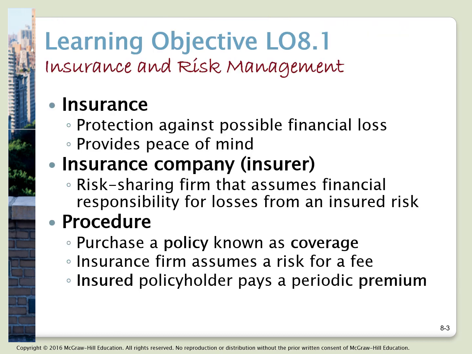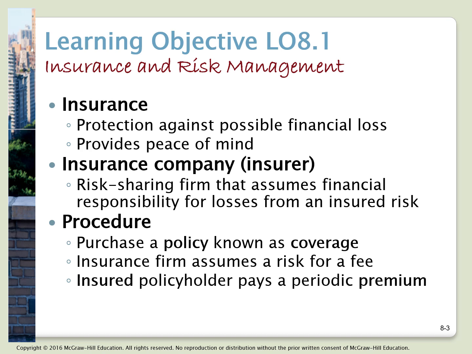So you purchase a policy, whether you're talking about automobile insurance or homeowners insurance or home insurance, as they refer to it here. You purchase a policy, and that's known as coverage insurance. The firm assumes a risk for a fee, and the fee is the premiums that are paid on a monthly basis by the policyholder for the possibility of experiencing some loss that the insurance covers. That's really what it comes down to.